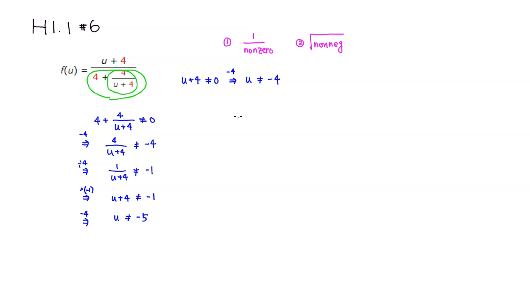If you have a number line, say that's the entire real number line, we have to eliminate negative 5 and also negative 4 from the domain. So we can write it in interval notation. You're going from negative infinity all the way to negative 5, then skip negative 5, go all the way to negative 4, then skip negative 4, and go all the way to positive infinity. So let's type it in.